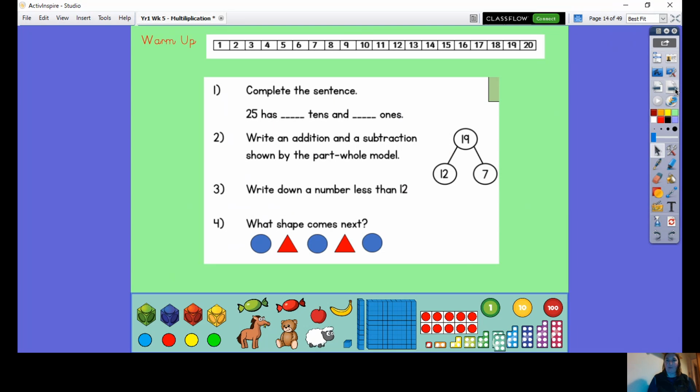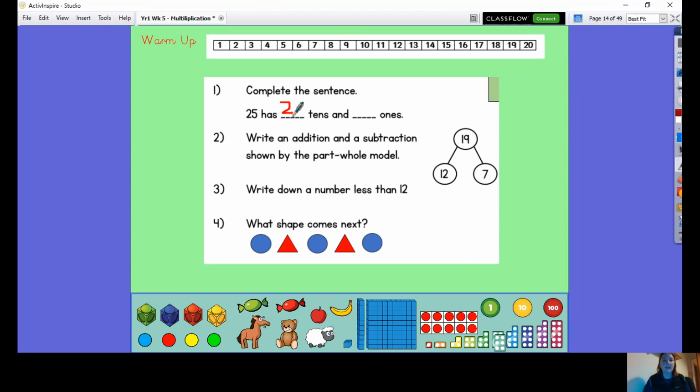We're just going to have a quick warm-up, slightly different warm-up, just seeing if we can complete these sentences. So you might want to pause the video and have a quick little go at these. So let's just go over these together. So 25 has how many 10s and how many 1s? So it has 2 10s and it has 5 1s.